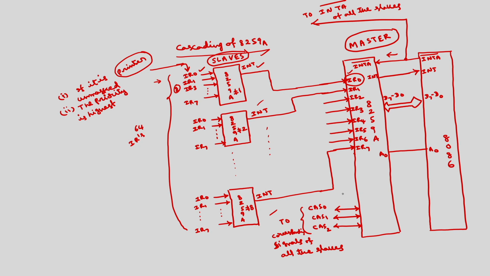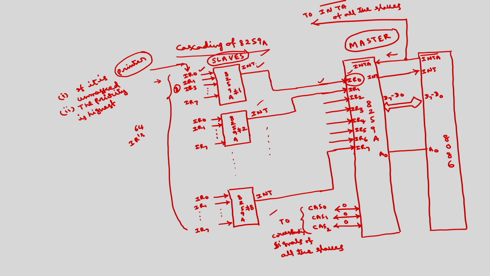Normally, if the request is connected to IR0, this ID will be 000. If this request is through IR1, it will be 001, and so on. This ID will be placed on CAS 0 to CAS 2, which will be received by all the slaves. The slave which has initiated this interrupt will enable, and it will now respond to the second and third cycles of the INTA bar signal.